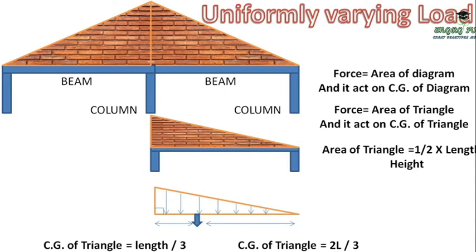That is the example for UVL load. Listen, the UVL load is applied on the beam. That is the portion of the beam where the UVL load is applied. The load varies continuously. That is called a uniformly varying load. That is the calculation we use for the uniformly varying load.